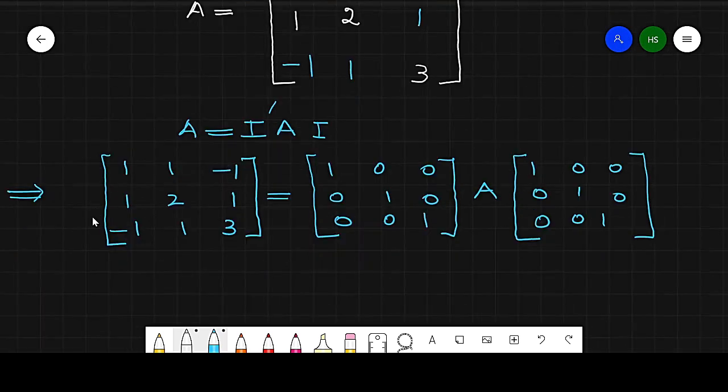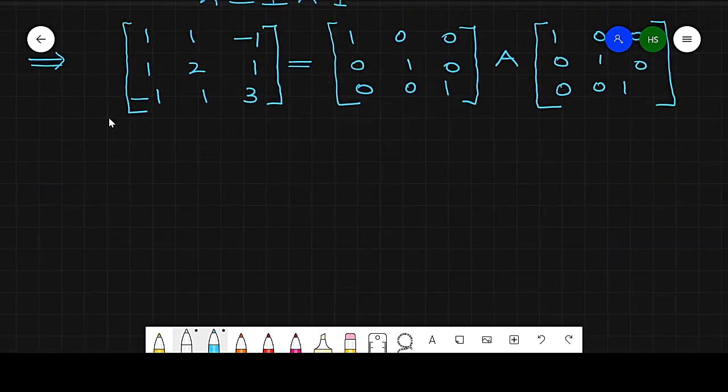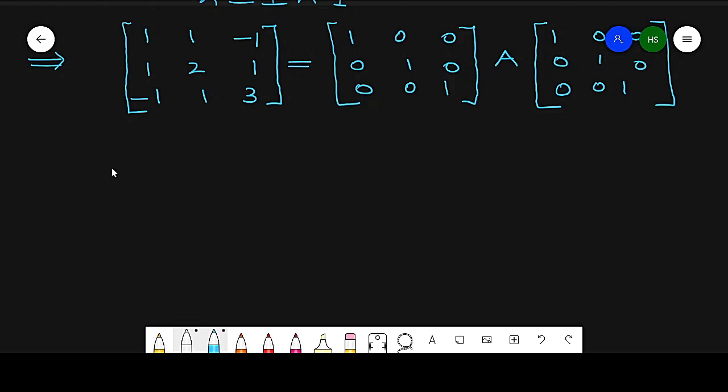Now I will reduce this matrix into diagonal form by applying row and column operations. When I apply a row operation, it will affect this matrix. When I apply a column operation, it will affect this identity matrix.